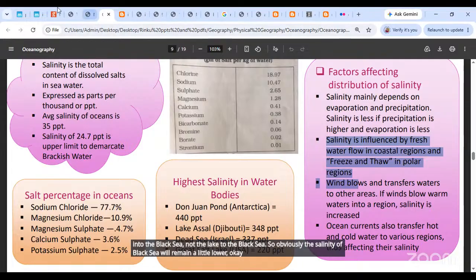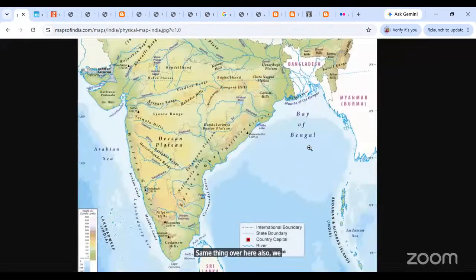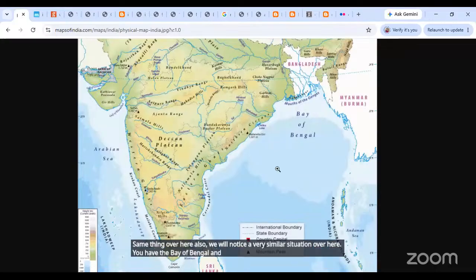Same thing over here also. We will notice a very similar situation over here. You have the Bay of Bengal and the Arabian Sea. Now, clearly, both remain pretty much at the same latitudes. So ideally, they should receive the same amount of insolation, and the rate of evaporation is also not very different on both sides of India. On either side of the peninsula, it is not like the rate of evaporation is a little lower or more, because both lie at the same latitude.